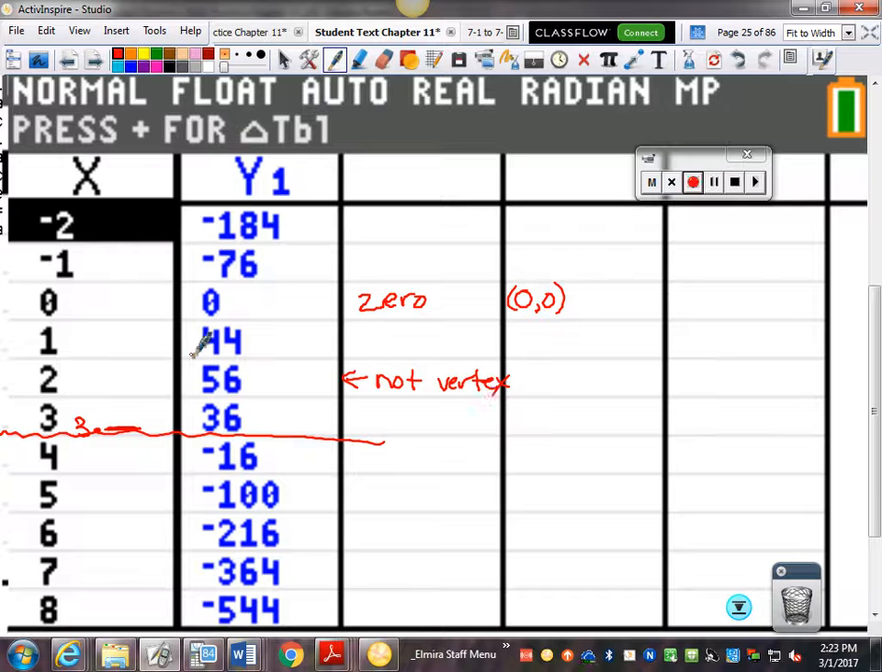How do I know it's not? Because 44 and 36 don't match. Negative 16 and 0 don't match. Negative 100 and negative 76 don't match. So what's that tell me? It tells me that the vertex has an x value that is not a whole number, and I'm going to have to go in my calculator and do the right bound left bound thing if I want to find it.